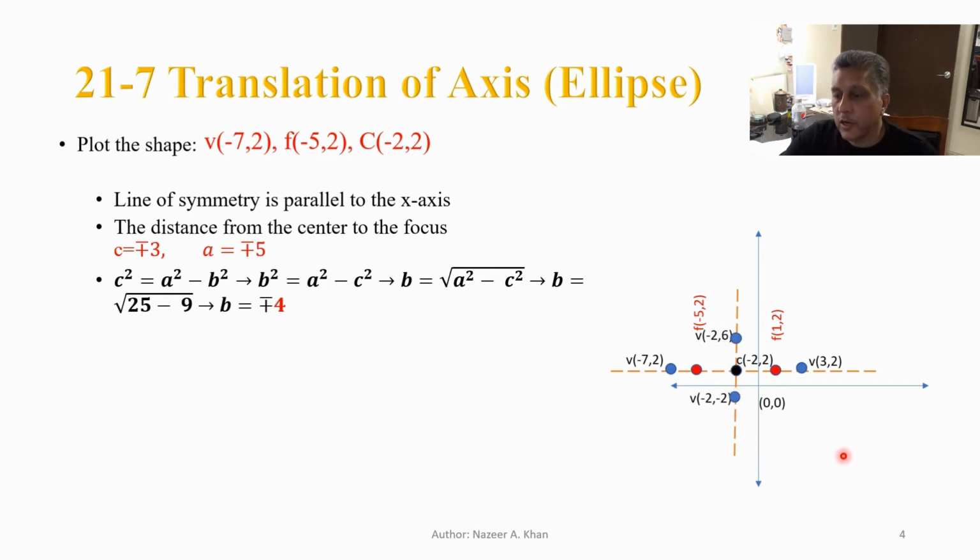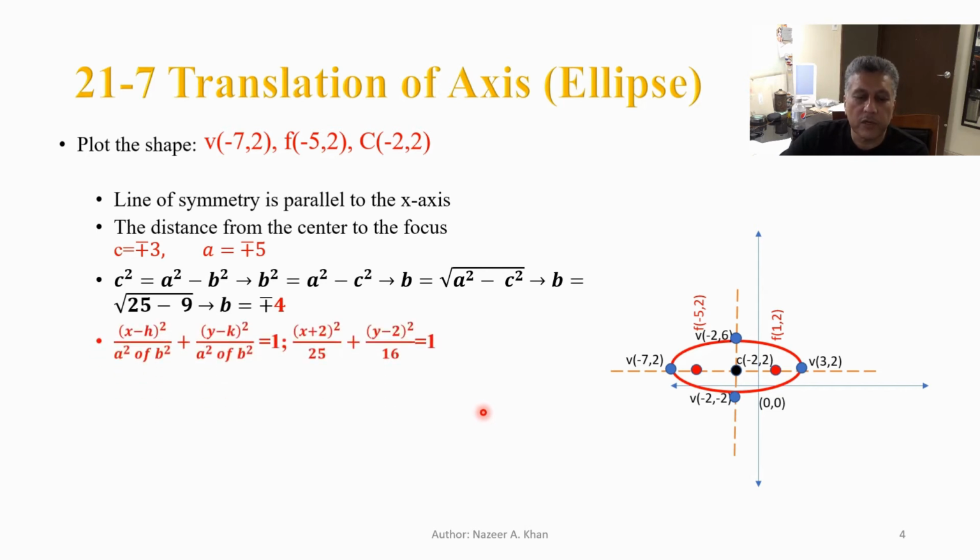Now we could draw in our ellipse and plot the shape. It's asking us to plot the shape, so that's how we go ahead and plot the shape. And then when we look at this, if we want to find the equation of this thing now, it takes on the form, because the center of this is not at the origin, we know it's going to have h and k involved, right? H and k is these values here. This is h and this is k.